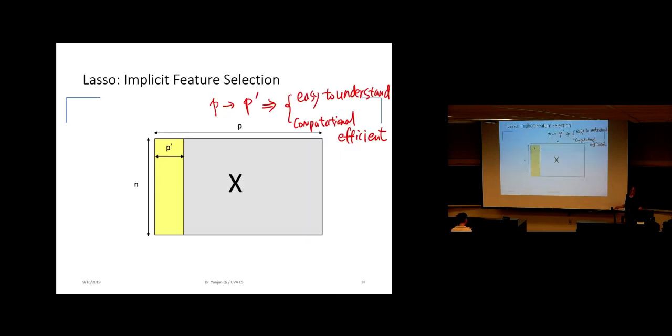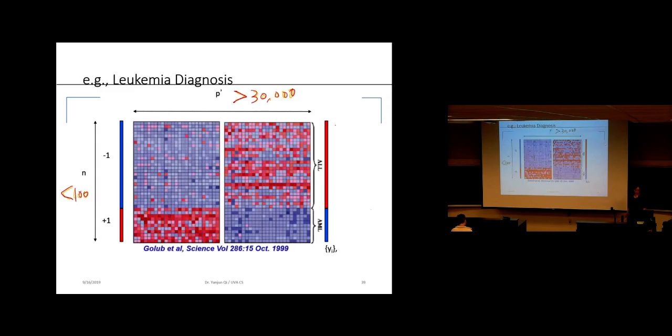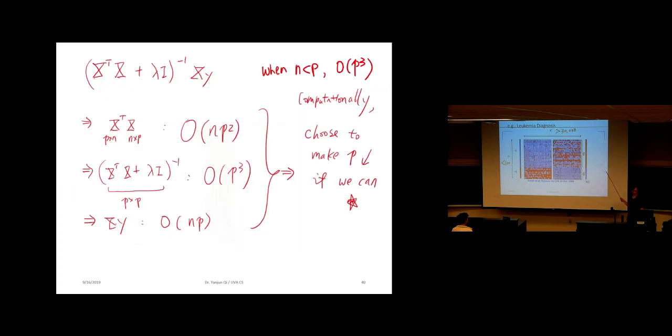So I already covered implicit feature selection, and why it's good: it's easy to understand, and it brings you computational efficiencies. In a lot of biology problems, you have more features than patient samples. This is a very classic setting, and sparse types of models are the dominating approach there.